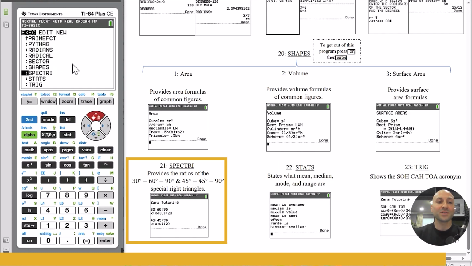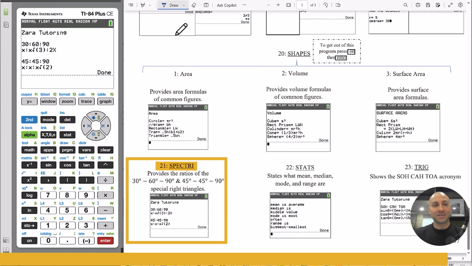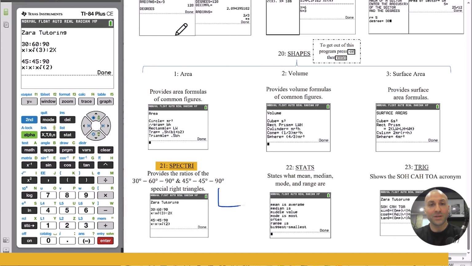On to program number 21. So this program is called SpecTri. It's short for special triangles. So there's two special right triangles. And let's break this down a little bit. So if you have a 30, 60, 90 triangle, what they're saying here is across from the 30-degree angle, you would label it X, across from the 60, X root 3, and across from the 90, 2X. So if X were 1, then this would just be 1, 2, root 3. If X were 5, this would be 5, 10, 5 root 3, etc.